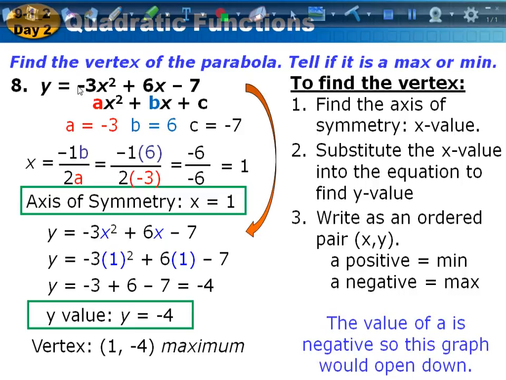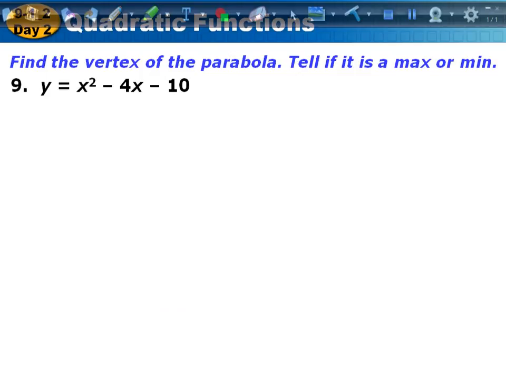And if we go back up here and look, our A was negative, which means it opens downward. So it's a maximum value. So 1, negative 4 is our vertex, and it is a maximum vertex. Please make sure you have everything on the left written before you move on. If you need to pause the video now, feel free to do that. All right, number 9, y equals x squared minus 4x minus 10. Go ahead and make sure you have that written down.